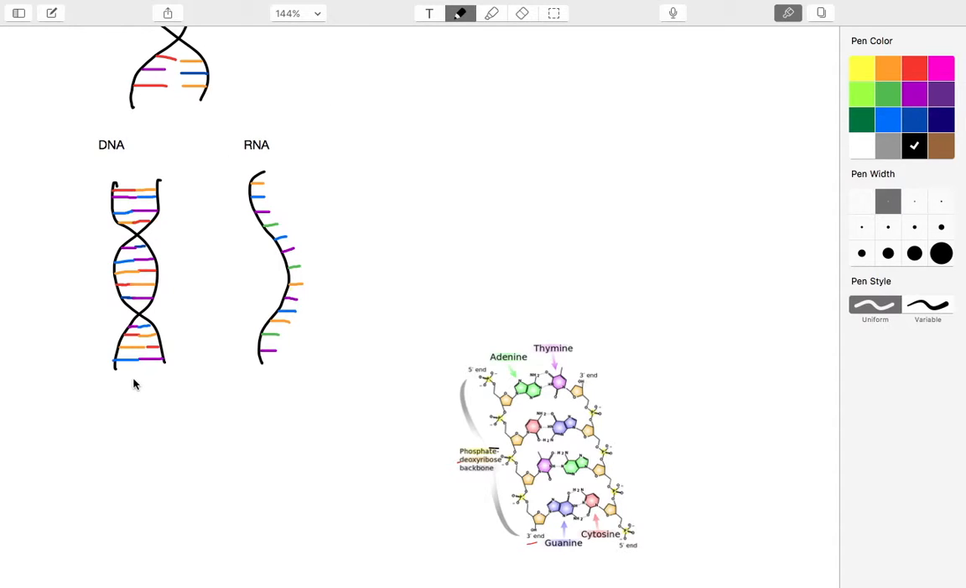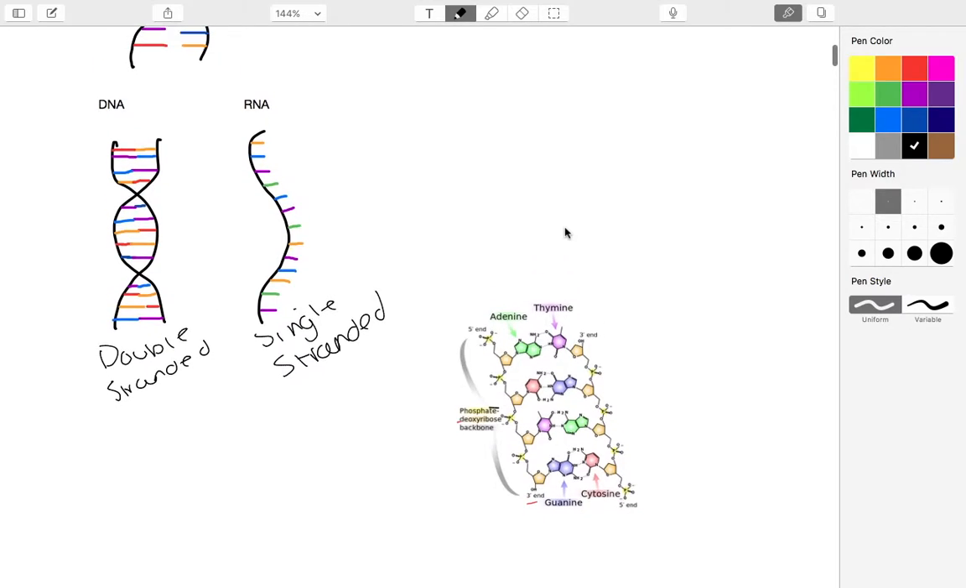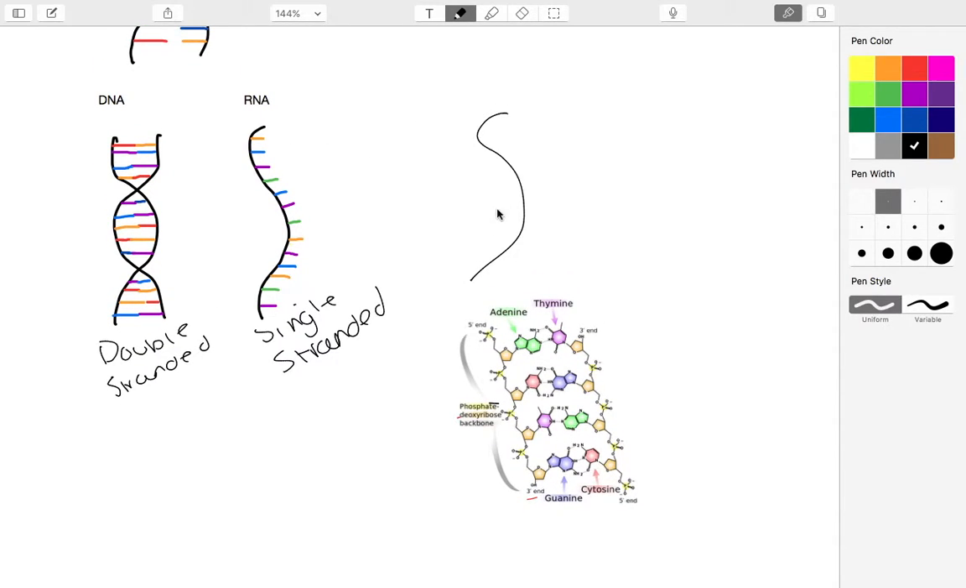Now, the most obvious is simply that DNA is double-stranded, and RNA is single-stranded. Okay, so the next difference is we see the structure of the backbone. Now, the backbone is different for RNA and DNA, but not by much. So we'll just take a quick look at the structure of a backbone of a DNA molecule.